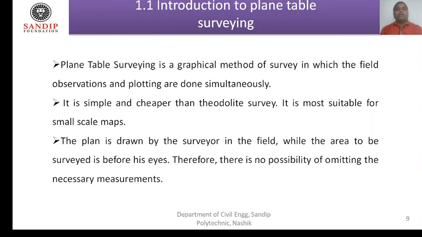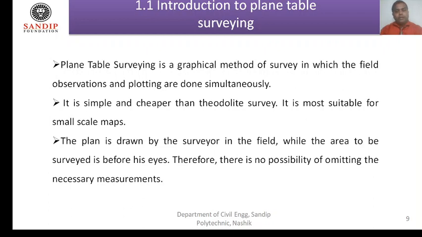First, introduction to plane table surveys. So what do you mean by plane table surveys? Plane table survey is nothing but the survey in which field work and plotting work are done simultaneously. If we compare this plane table with a dumpy level survey, in that we have to observe the reading in the field and then we have to do the calculation in the office or in the laboratory. But in plane table surveying, we have to carry plotting work and observation work simultaneously.